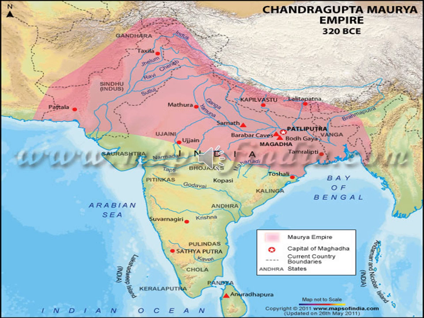According to Jaina tradition, towards the end of his life, Chandragupta, who had by now become an ardent follower of Jainism, abdicated his throne in favor of his son Bindusara. So Chandragupta Maurya's empire included Afghanistan, the whole of Pakistan, the Gangetic Plain, and northwest India.